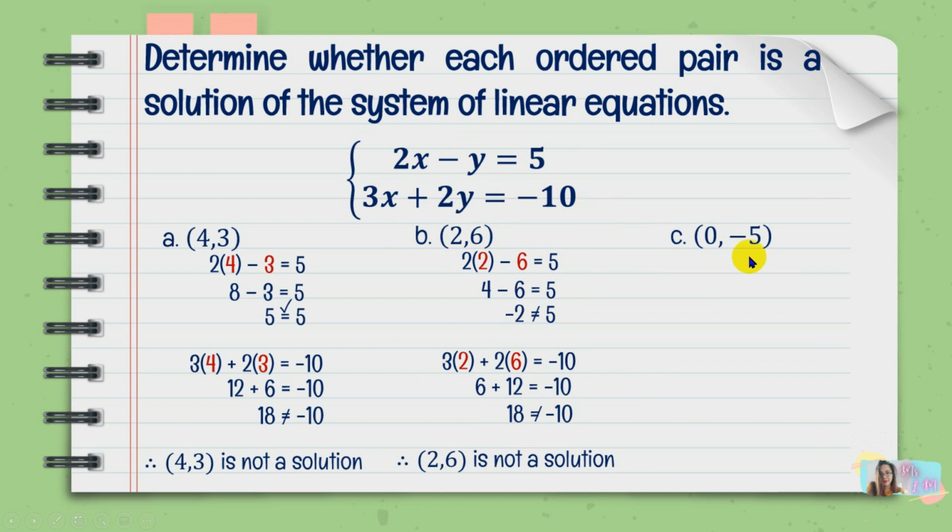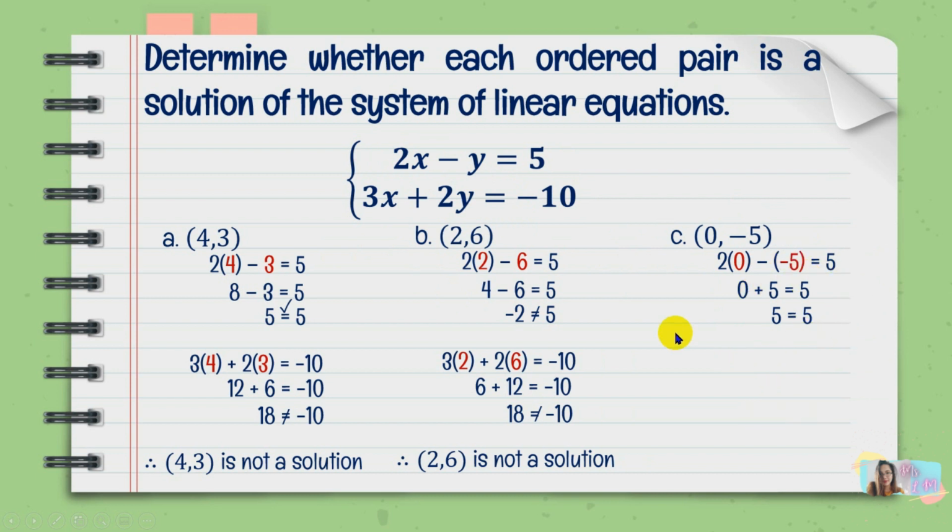Then for the last ordered pair, we have here 0 and negative 5. Try to substitute it again to our x variable and y variable from the first equation po muna. Magkakaroon tayo ng 2 times 0 minus negative 5. Is it equal to 5? So 2 times 0 is 0, minus negative 5. That means we're going to have positive 5, and 0 plus 5 is equal to 5. So, on the first equation, nag-satisfy po tayo.